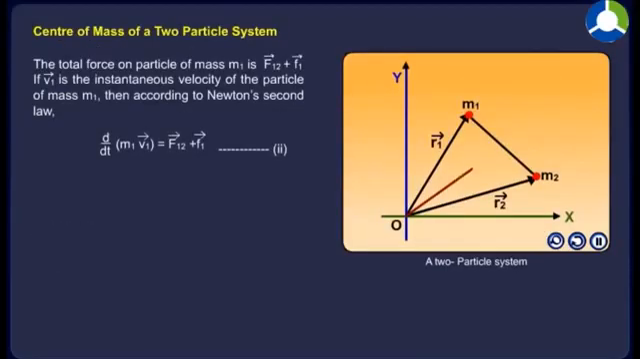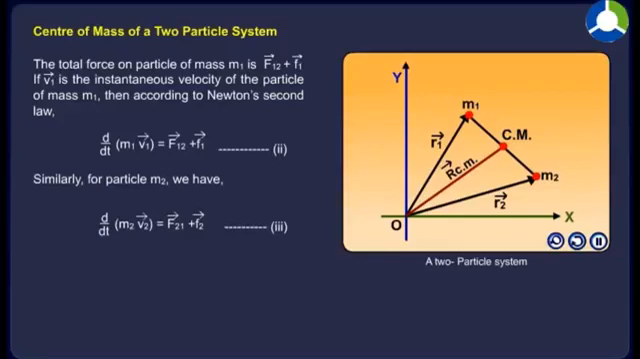The total force on the particle of mass m1 is F12 plus F1. If v1 is the instantaneous velocity of the particle of mass m1, then according to Newton's second law, d/dt of (m1 v1) is equal to F12 plus F1, equation 2. Similarly, for particle m2, we have d/dt of (m2 v2) is equal to F21 plus F2, equation 3.